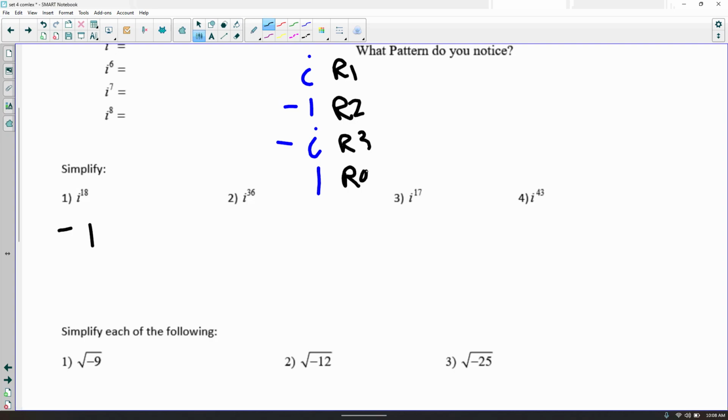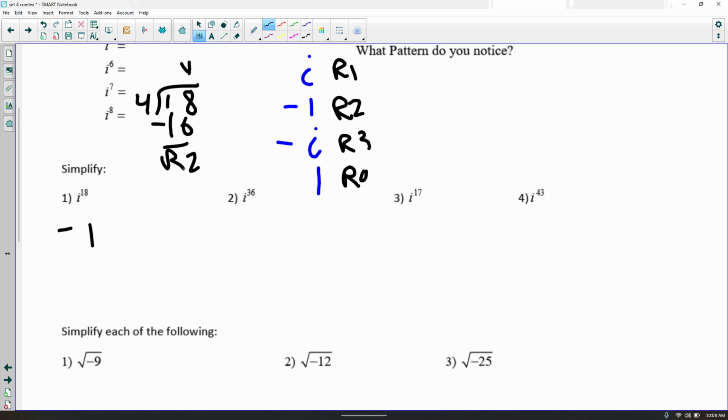So I take 4 and I divide it into 18. And 4, so here it goes 4 times. That gives me 16. I subtract, I get 2. So my remainder is 2. So that is a negative 1. You can do it that way.